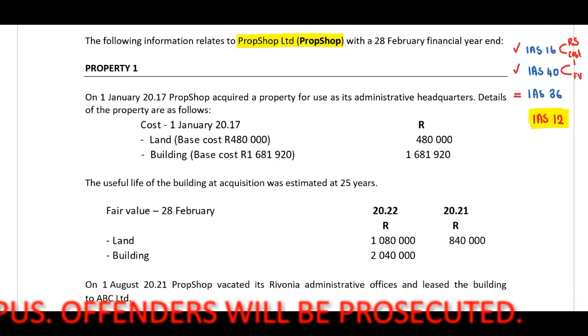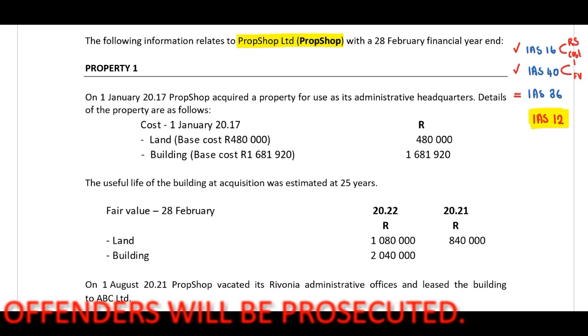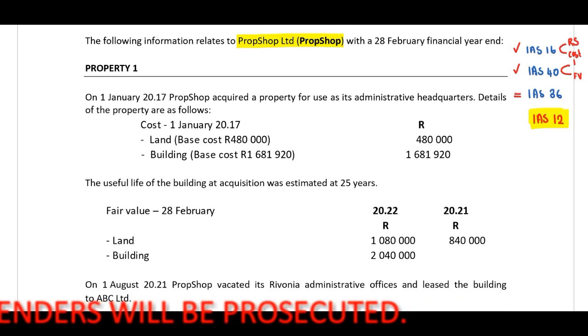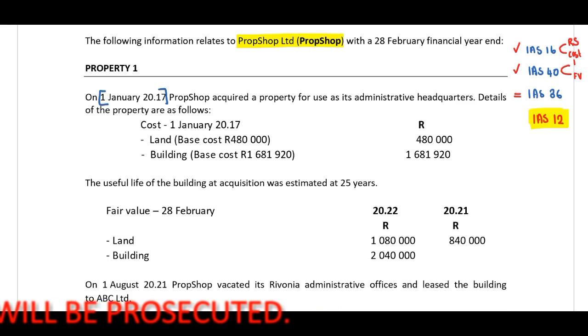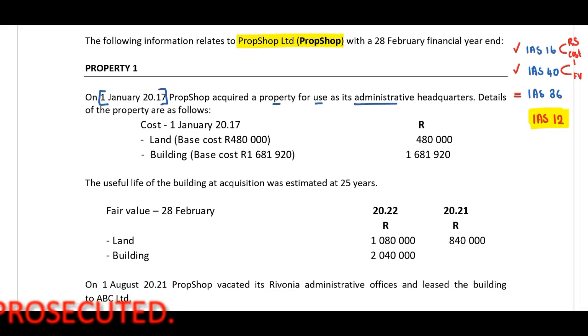Right, now we are looking at PropShop Limited with a 28 February financial year end. Property 1. On 1 January 2017, PropShop acquired a property for use as its administrative headquarters. Therefore, immediately identify IAS 16. This will be PPE. They use this property. Details of the property are as follows.